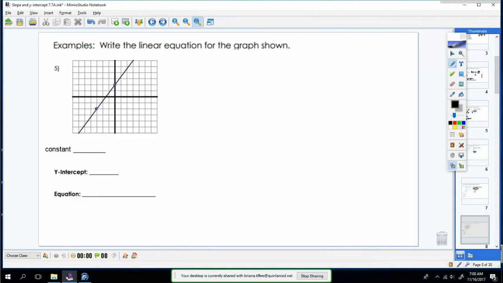Okay, that's the main idea we're doing today. That's literally all we're doing today. So we're going to have tons of examples on how to do it. So we're going to do this again. So we're going to find m, which is rise over run.